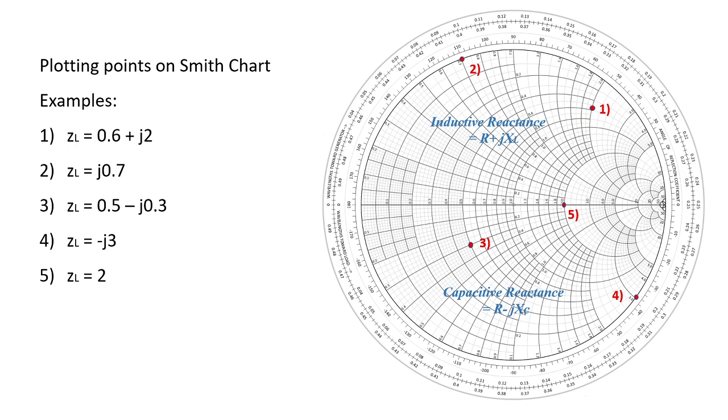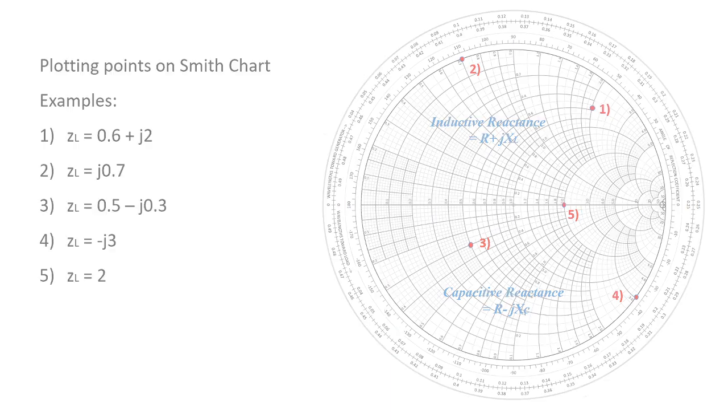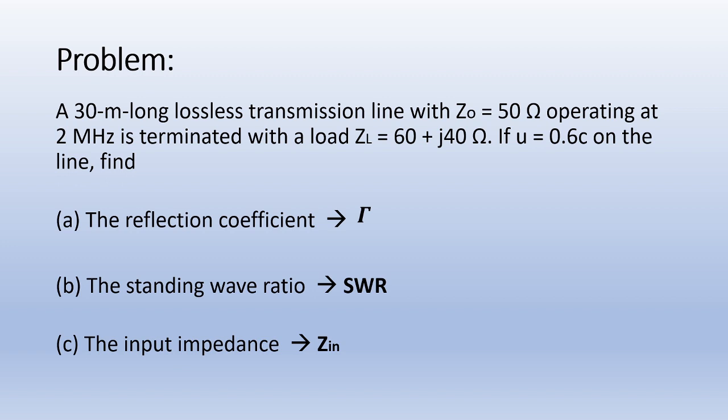We'll see an example and you will get a clear idea of how to solve your Smith chart problems in your final exams. So let's begin. So guys, let's start with the problem. A 30-meter long lossless transmission line with Z0 equals 50 ohms operating at 2 megahertz is terminated with a load ZL equals 60 plus J40 ohms.